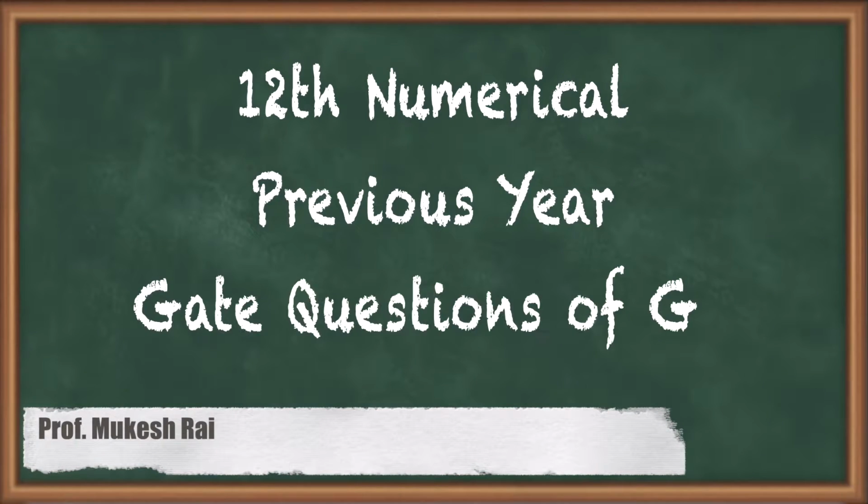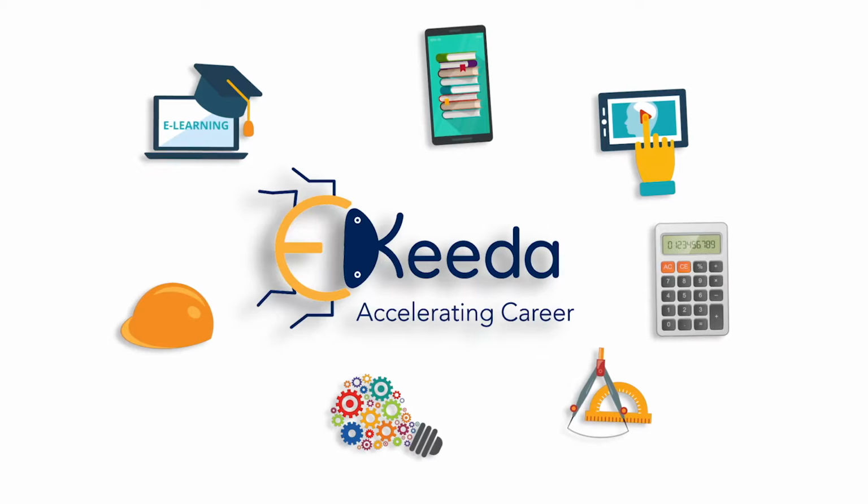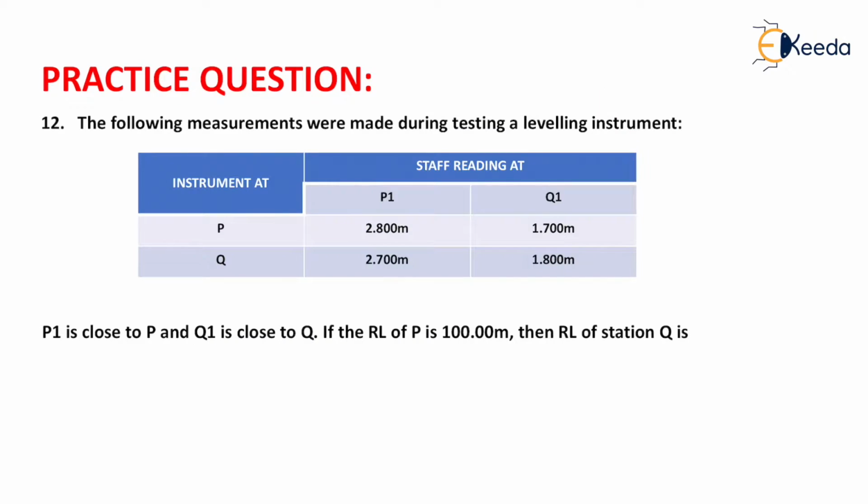Hello students, today we are going to solve the 12th problem. The question is given as: the following measurements were made during testing a leveling instrument. Now in this table, the instrument station and staff station are given.